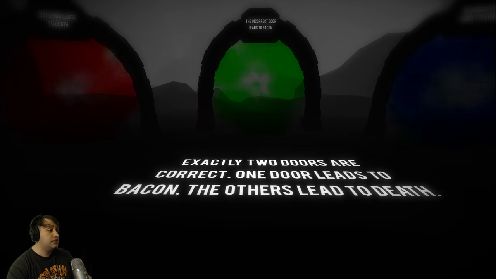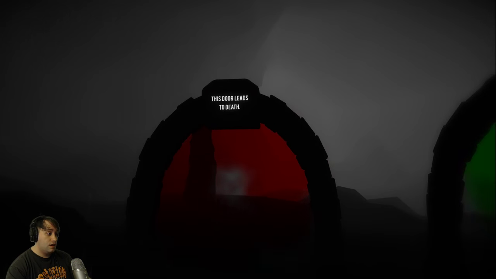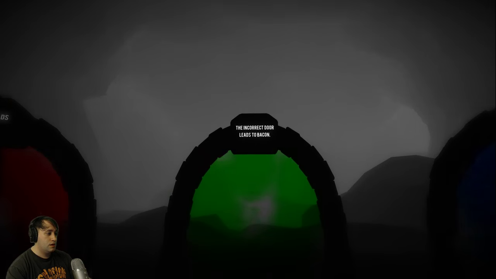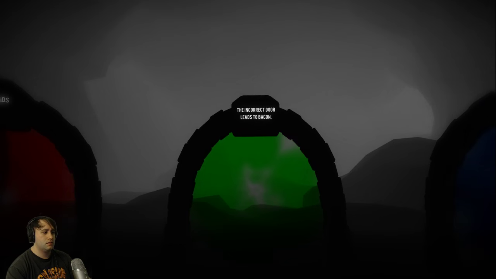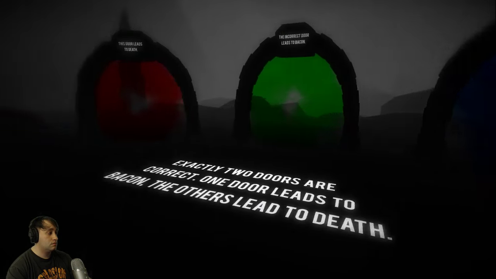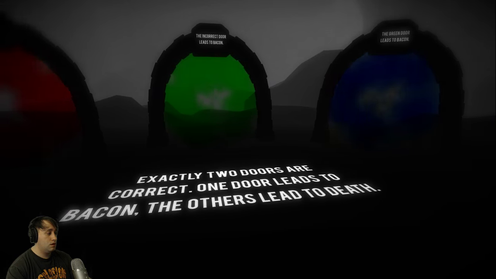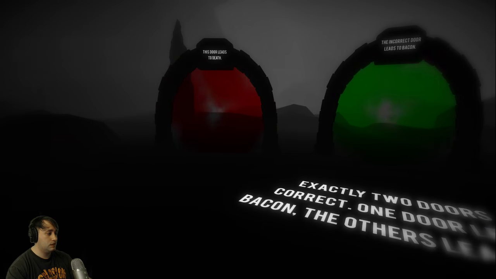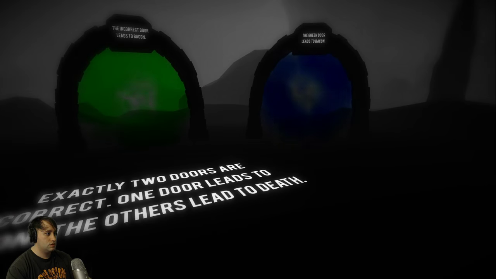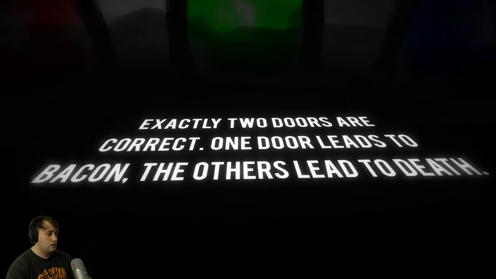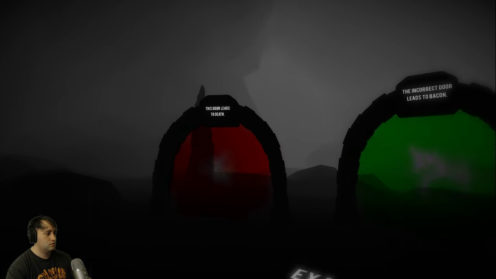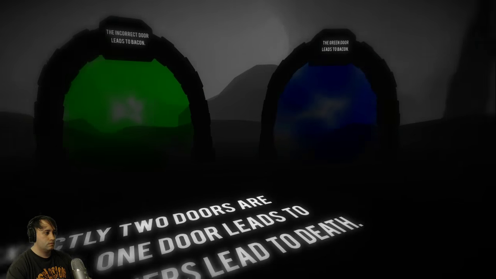Exactly two doors are correct. One door leads to bacon, the others lead to death. This door leads to death. Okay. The incorrect door leads to bacon. Okay. The green door leads to bacon. All right then. Let's see. So, exactly two doors are correct.